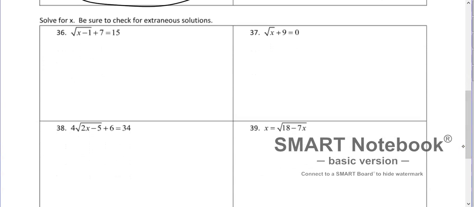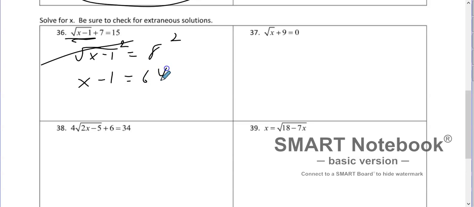Important thing here is to make sure you check for extraneous solutions. You've got to make sure they work. Okay? Now, people all the time on 36 want to square right away. You can't do that until this is by itself. We need to get rid of the 7 by subtraction, which gives us square root of x minus 1 equals 8. Now we square both sides. That gets rid of the radical. I end up with x minus 1 equals 64. Add 1 to both sides.